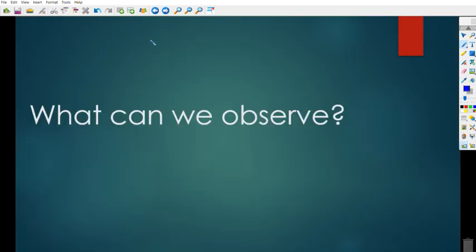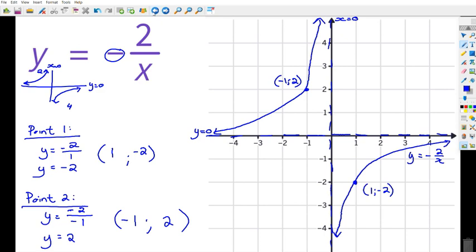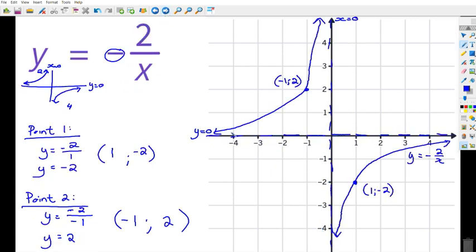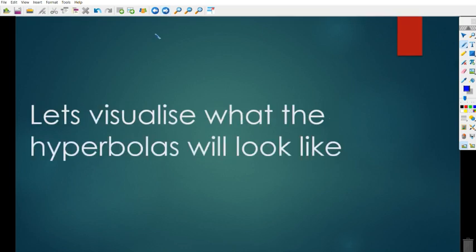What can we observe firstly? We have already observed with these two examples that my C value was 0, and I never cut my x-axis once. When I don't cut my x-axis, I choose my points and I sketch my graph. Same thing over here. My graph is not cutting my x-axis. Why? Because I've got an asymptote there. So it's not cutting there. I'm going to choose points, plug them in, and sketch. Easy peasy.